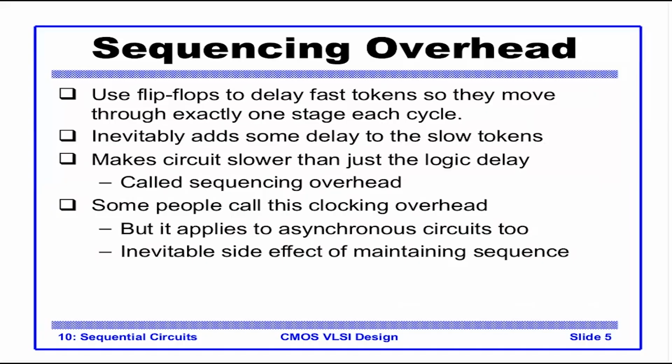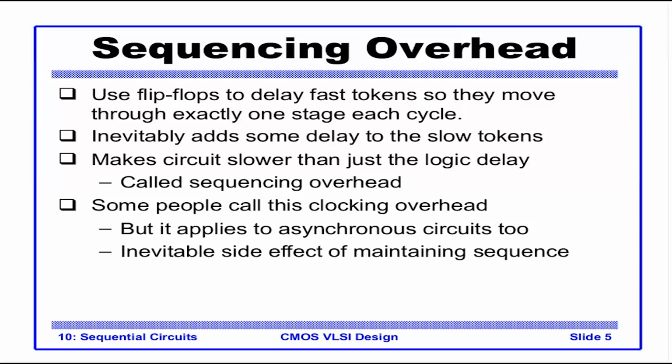Now, if we compare two circuits, one wholly comprised of combinational delay, and the other comprised of combinational plus sequential elements, the one where combinational plus sequential elements are used will be a bit slower than the earlier one. This type of overhead is called sequencing overhead.